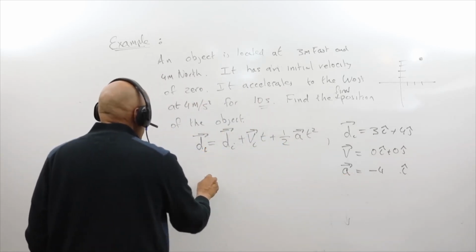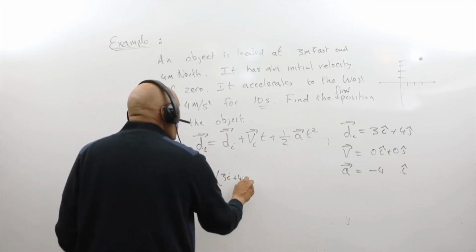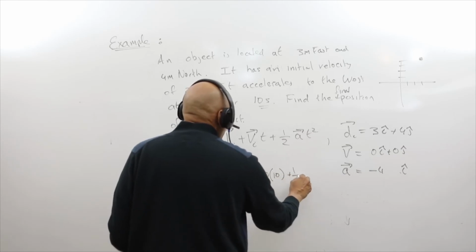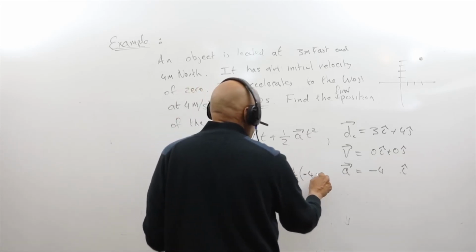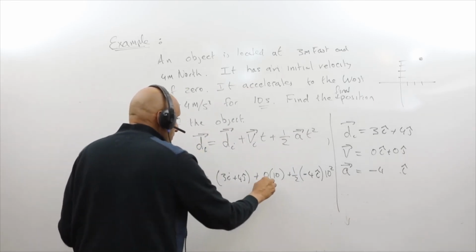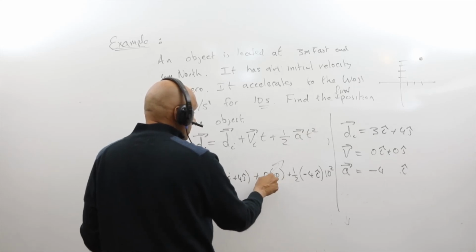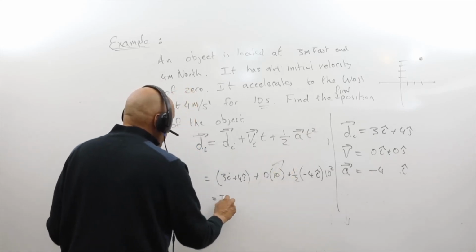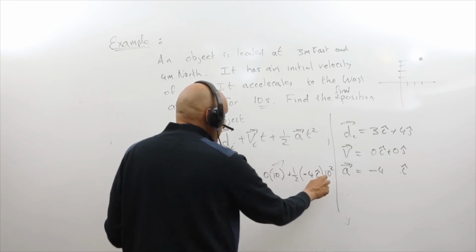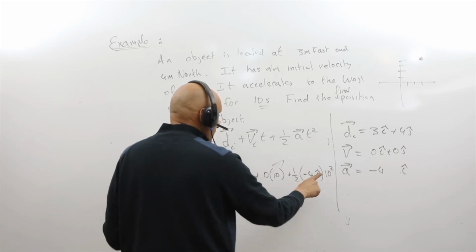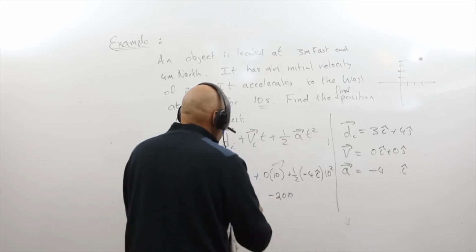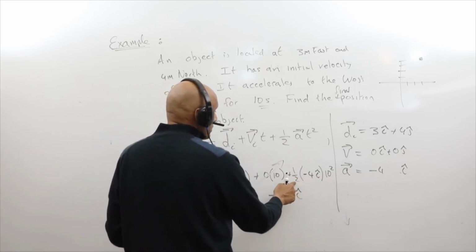So the final position is going to be equal to our initial position, 3i plus 4j, plus 0 times 10 seconds, plus 1/2 times acceleration, which is minus 4i, times 10 squared. And I'm going to draw a line there so you don't confuse anything. So this is just 0, so that's all 0. So this is now 3i plus 4j plus, then minus 4 over 2, that's negative 2. Negative 2 times 10 squared is 100. 100 times 2 is 200. So this is minus 200i. 400 divided by 2 is minus 200.